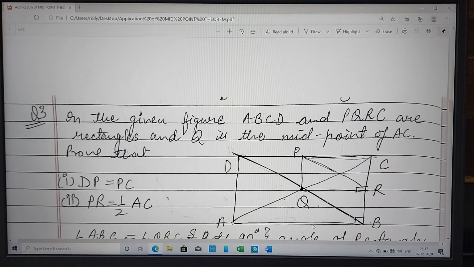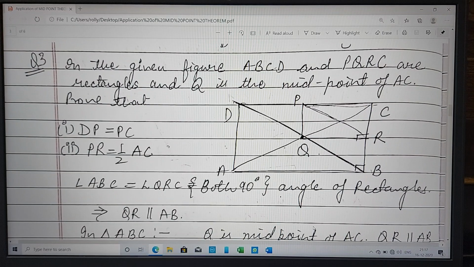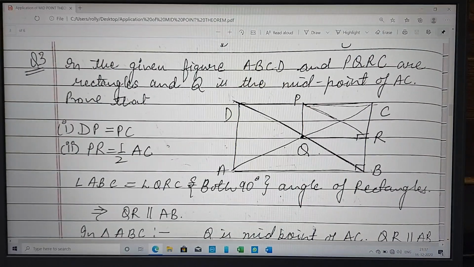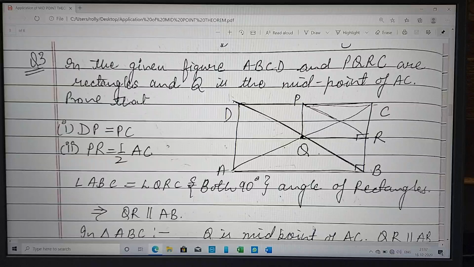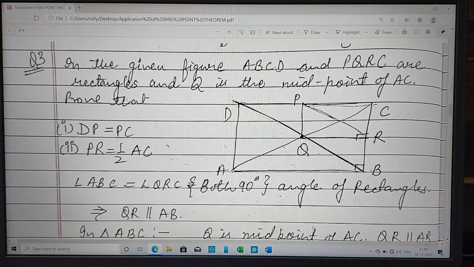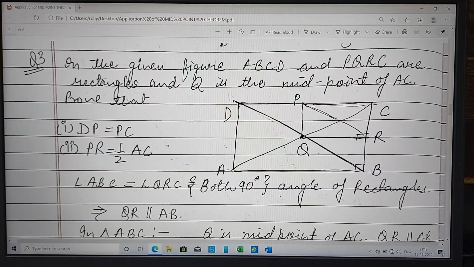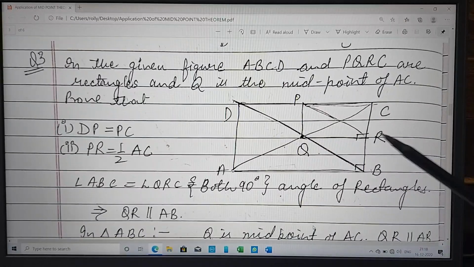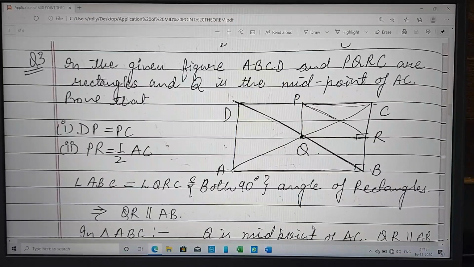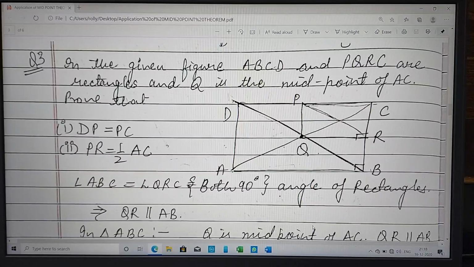Okay. Moving on to the next question. In the figure given below, ABCD is a rectangle and PQRC is also a rectangle. Q is the midpoint of AC. It is given that Q is the midpoint of AC. We have to prove that DP is equal to PC. Clear? And we have to prove this also, that PR is equal to half AC. So first of all, we can see that angle B is equal to 90 degrees and angle R is... actually we have to prove that DP is equal to PC, so we have to use the converse of the midpoint theorem.